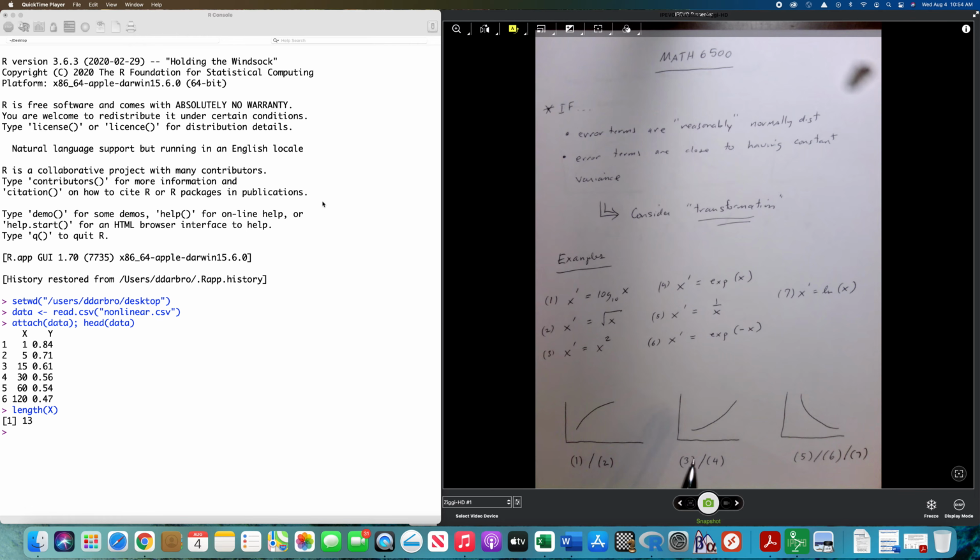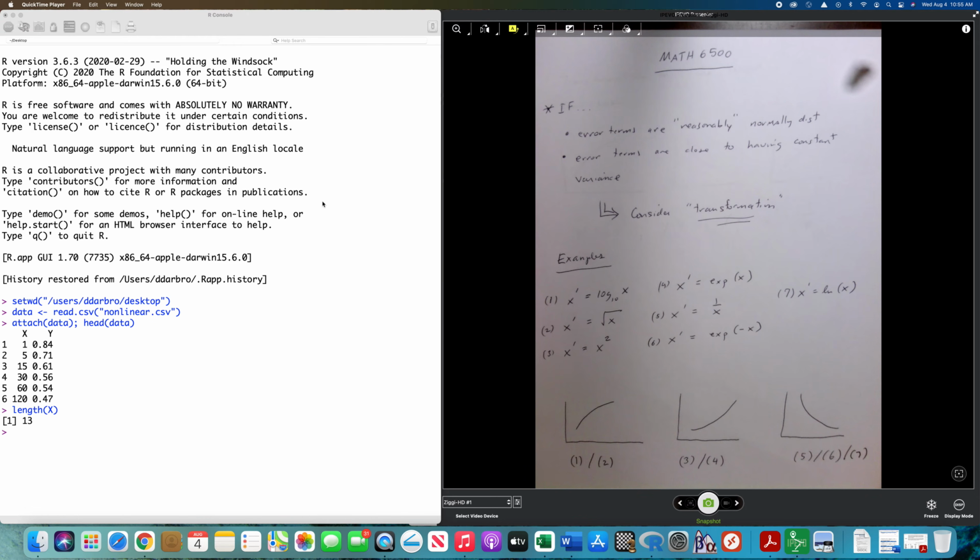If you get something like this, you may consider the squared or the exp of X, which is just taking X raised to the base E. And then 5, 6, 7, the 1 over X, the exp negative X, and of course natural log of X. If you run into something like that, you may consider one of those three. It's more of a guide, not a rule, but I think it is helpful in determining which transformation you may consider.